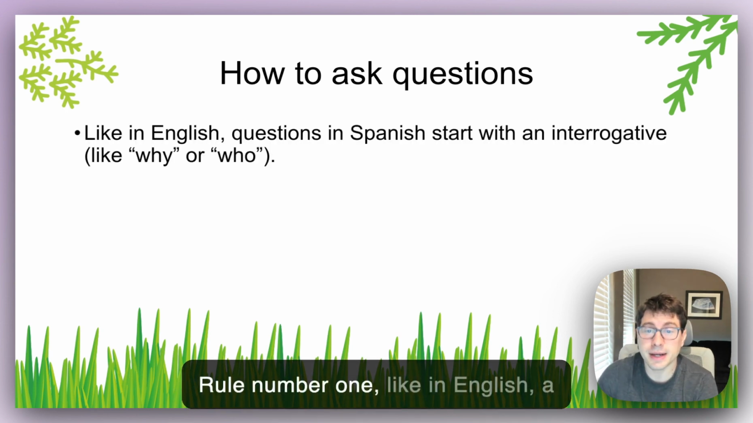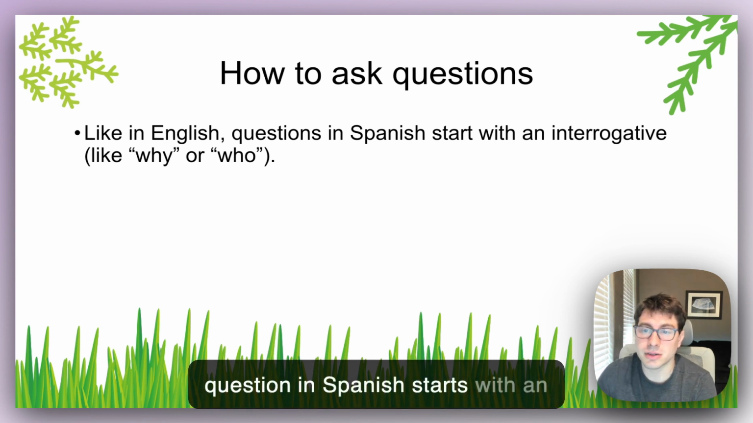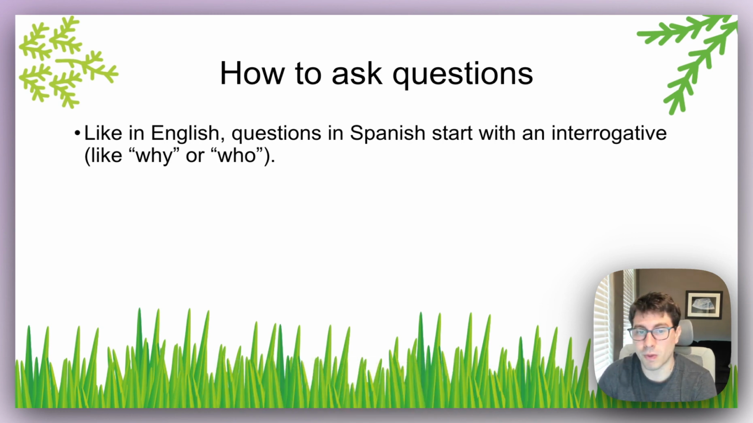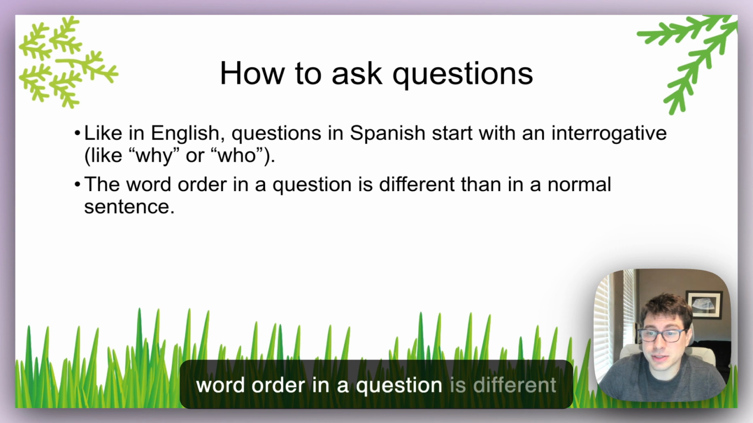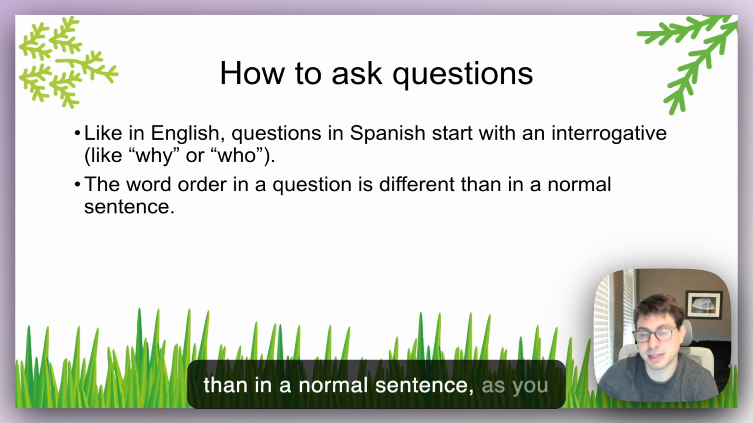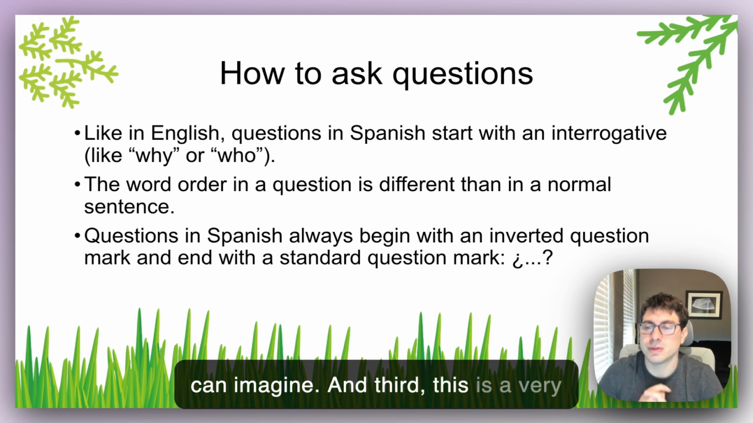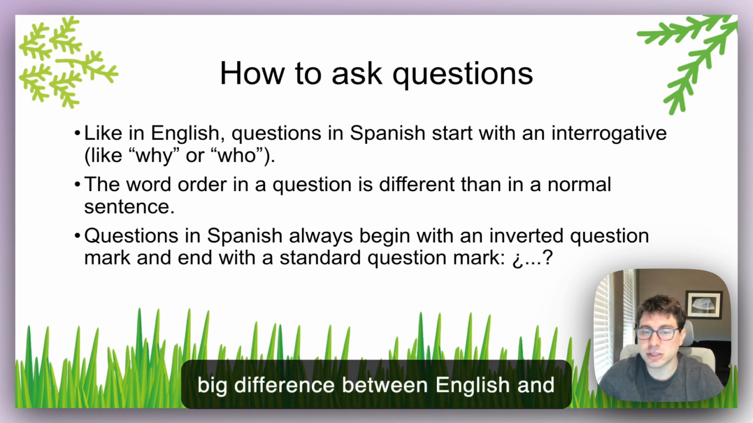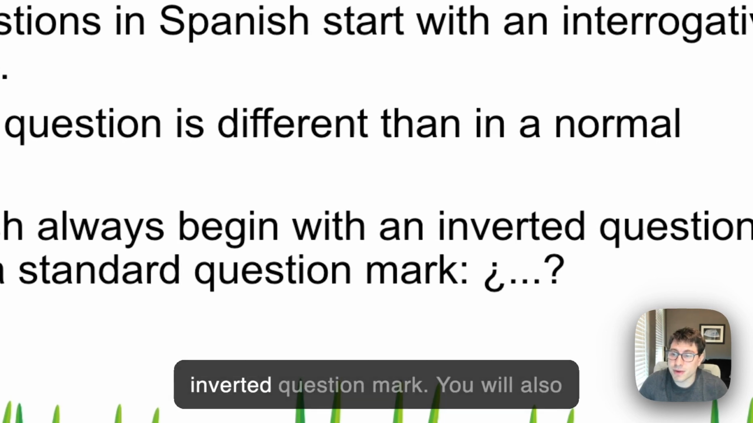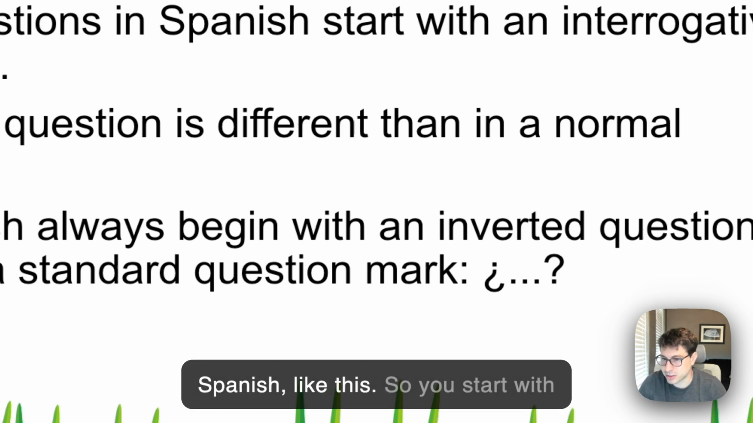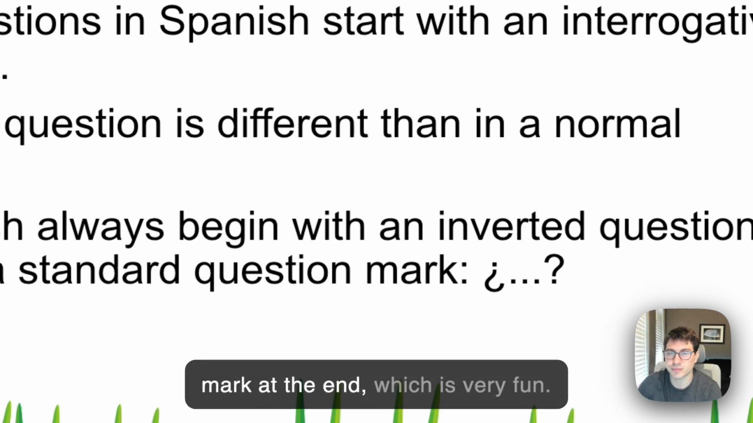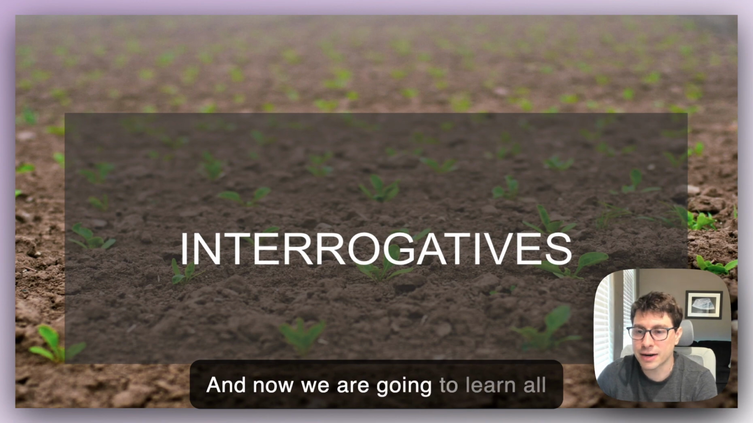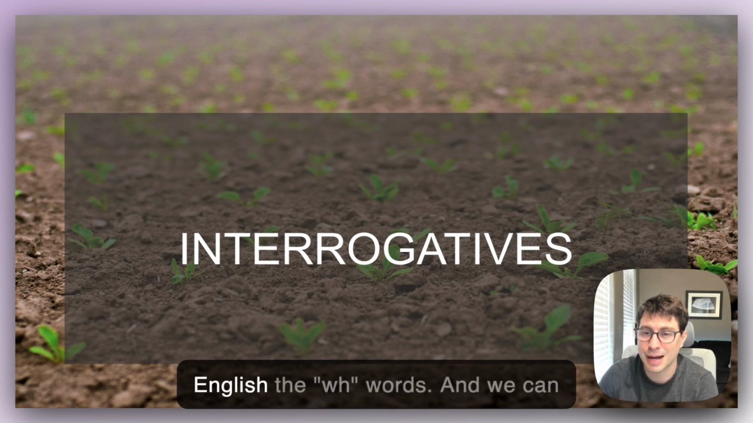Rule number 1. Like in English, a question in Spanish starts with an interrogative. For example, why, who, what. Also, the word order in a question is different than in a normal sentence, as you can imagine. And third, this is a very big difference between English and Spanish. The sentence starts with an inverted question mark. You will also see an inverted exclamation mark in Spanish, like this. So you start with a question mark, inverted, upside down, and then you have a question mark at the end, which is very fun.